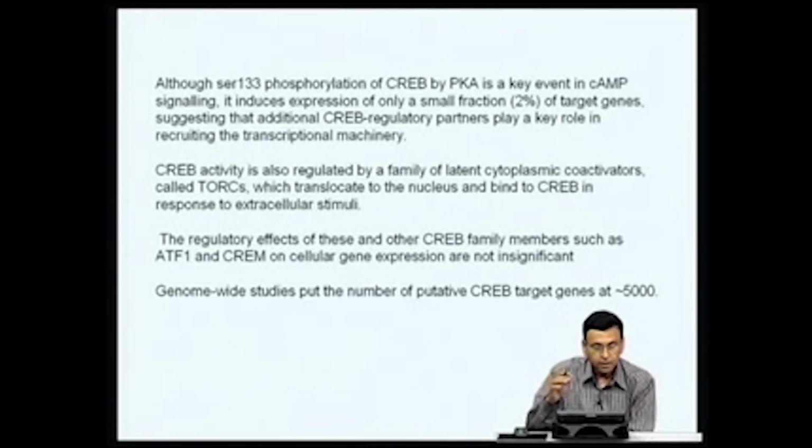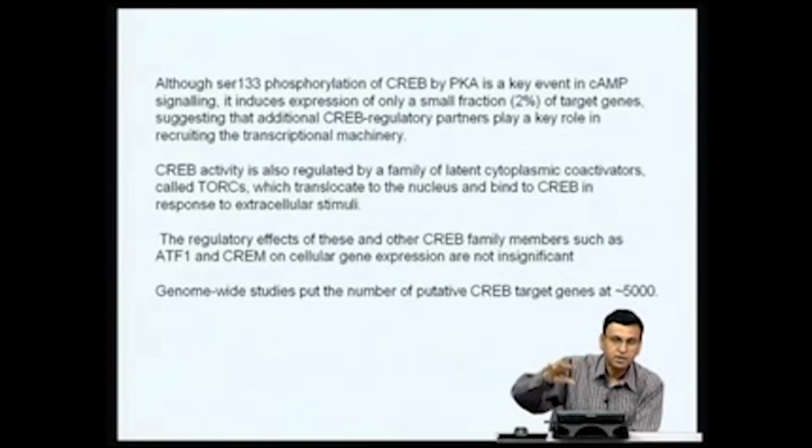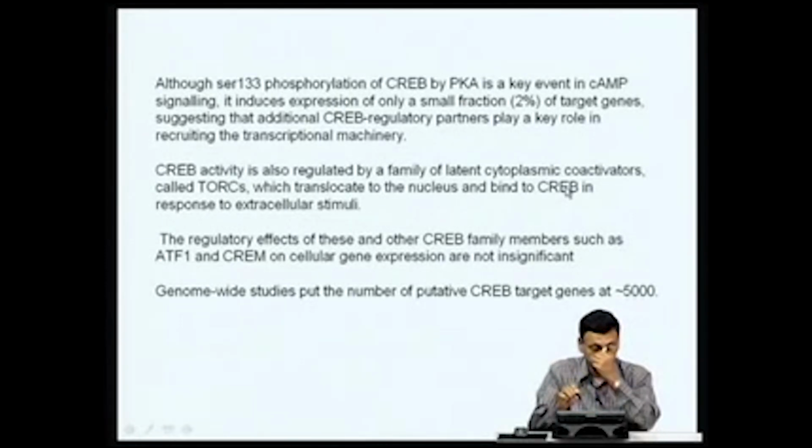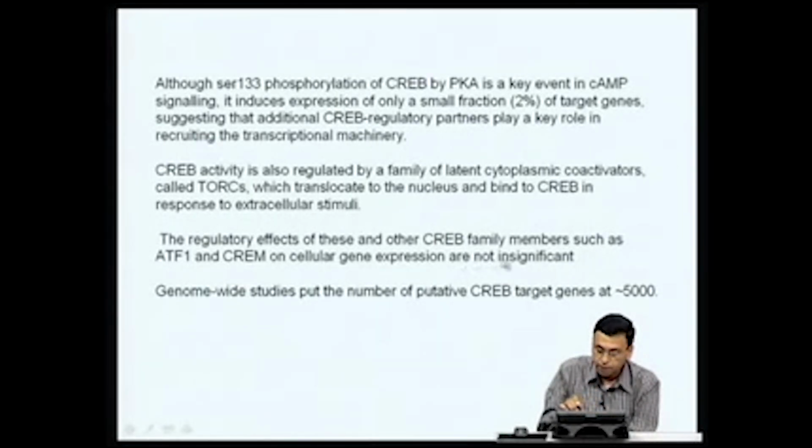In other words, all the events that take place in response to cyclic AMP cannot be explained by the serine 133 phosphorylation alone. Phosphorylation of serine 133 is just one aspect of the cyclic AMP response. There are a number of other things that are essential in order for this cyclic AMP response to be manifest in the form of gene activation. For example, CREB activity is regulated by a family of latent cytoplasmic coactivators called TORCs, which translocate into the nucleus and bind to CREB in response to specific extracellular stimuli. The regulatory effects of these and other family members of CREB, such as ATF and CREM, on cellular gene expression are not insignificant.